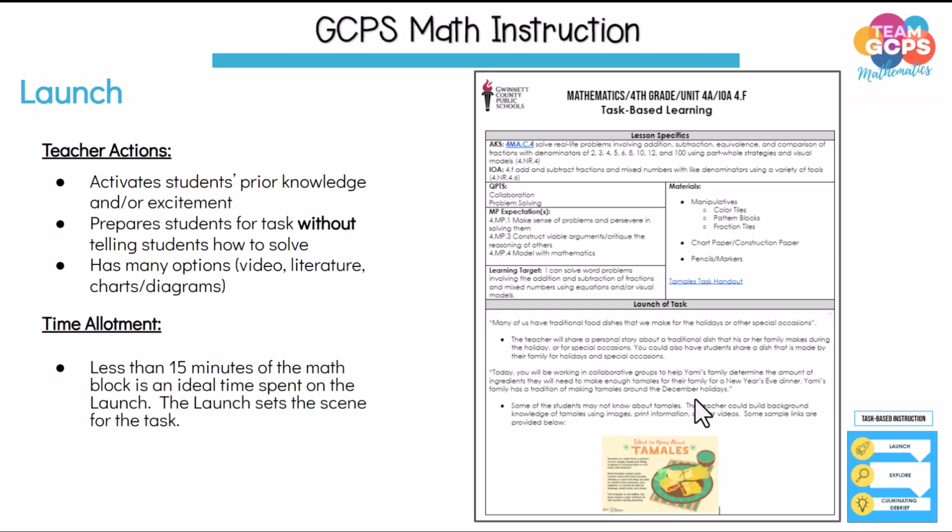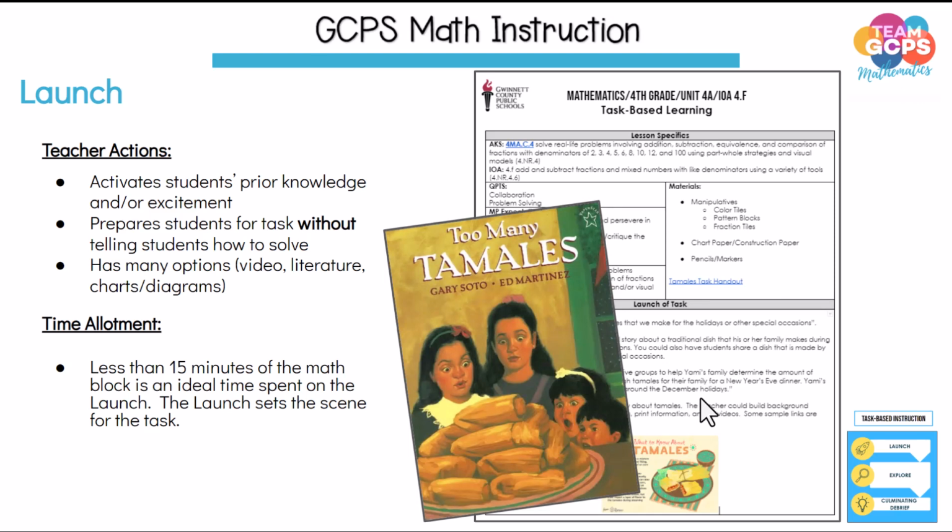Very similar to the activating strategy of the traditional teacher-led lesson, you are having your students come to the front of the classroom and gathering for the launch of the lesson. During this time, you are activating students' prior knowledge or interest. This may be through a video, children's literature, charts, or anything you might see as a connection or interest for the students. In this fourth grade example, the teacher reads from Too Many Tamales.